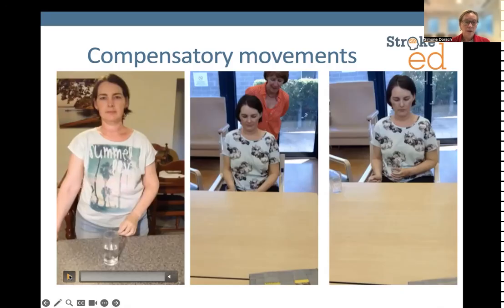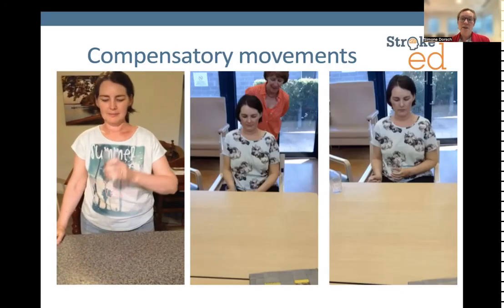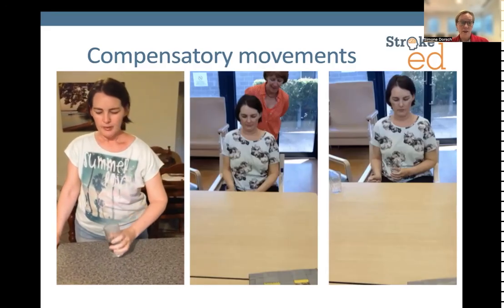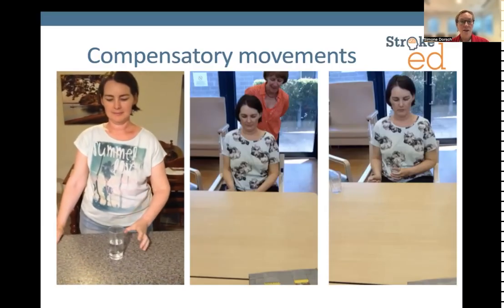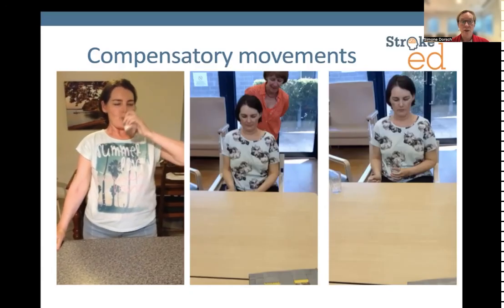What we're looking at again here is compensatory movements, but in somebody who you can see has got very limited active range of external rotation at her shoulder. So when we see her reaching for the cup here, she uses her trunk a lot to transport her arm forward.